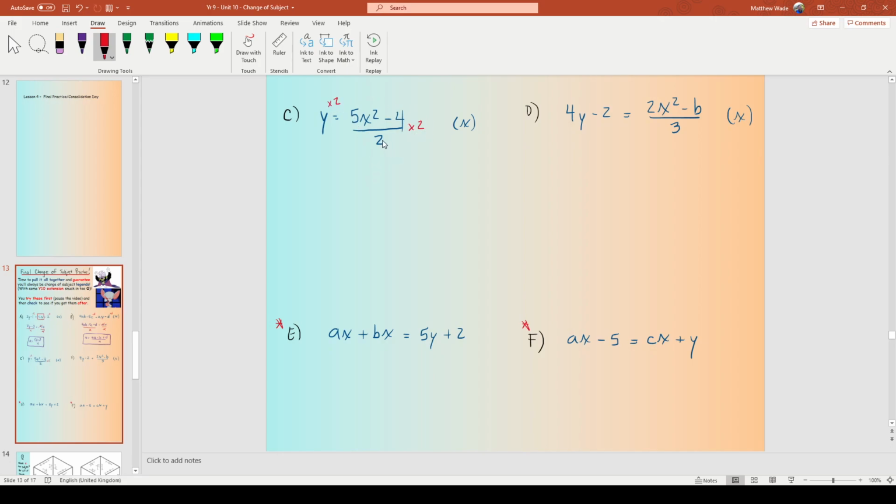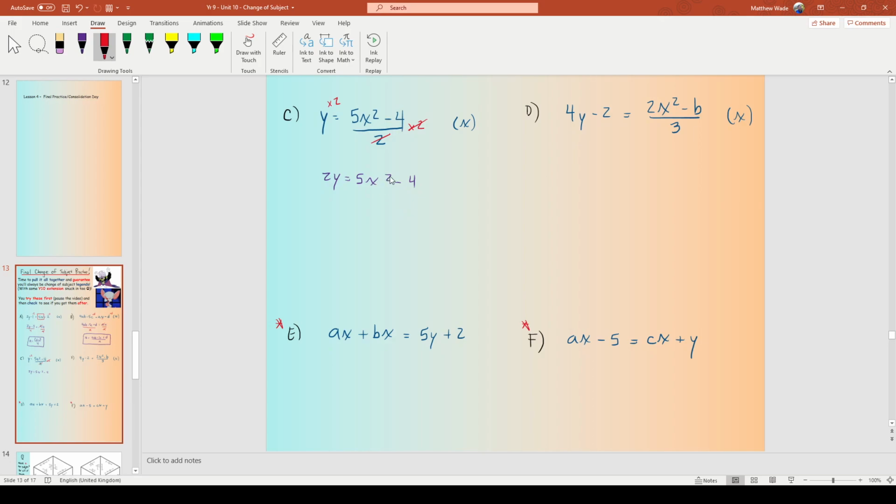Because on this side it's nice and easy because it goes and now there's no fraction anymore. And this side just becomes y times 2, which is, of course, 2y. Now this side doesn't have a fraction anymore, so it's just 5x squared take 4. Okay, it's very nearly normal. It's very nearly to where we like it now. 5x squared take away 4 equals 2y.